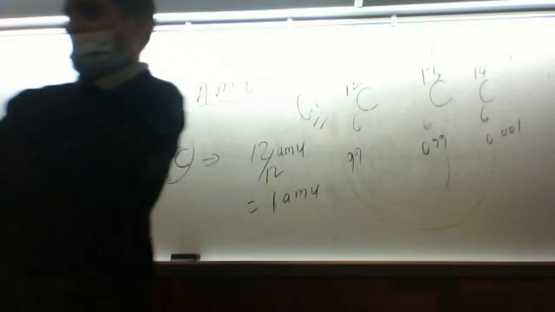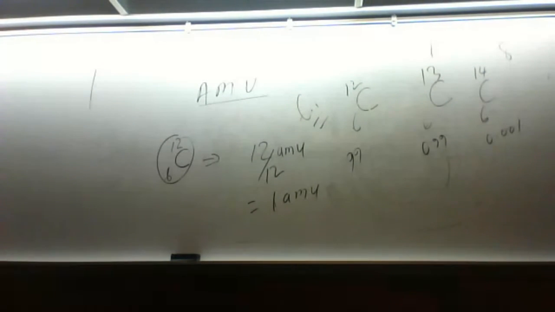So they go to the environment, and this is carbon-12, right? However they measure the mass of this guy, they divide it by 12, and whatever number they got, that is what they call 1 atomic mass unit. Make sense? That's where 1 atomic mass unit comes from.